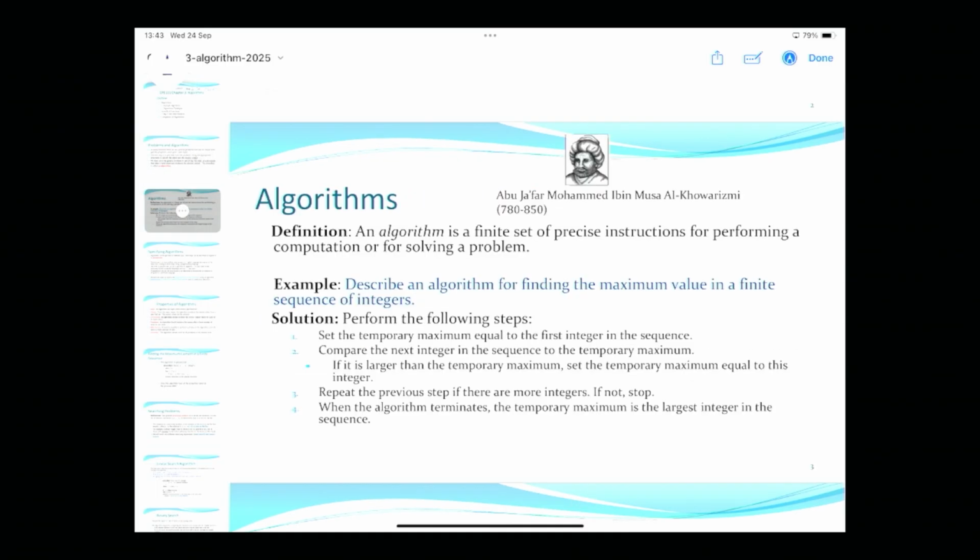Let's see the definition here. An algorithm consists of a finite number of instructions to solve the problem or perform the computation, right? There are many algorithms out there, because we have many different problems that need to be solved.